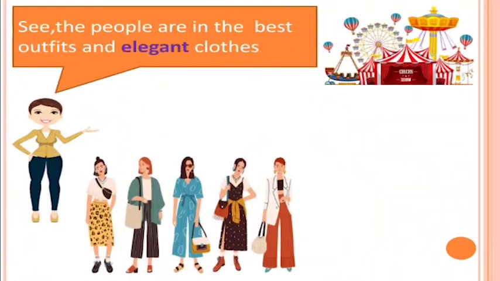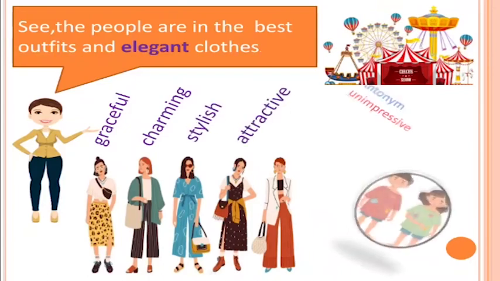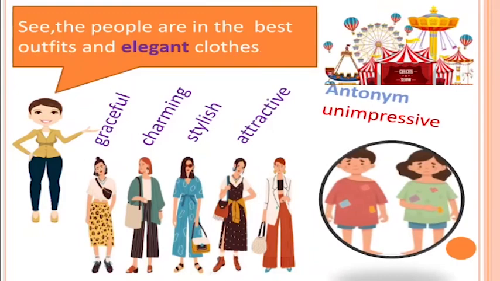See, the people are in the best outfits and elegant clothes, says Tina. What are the synonyms of elegant? Graceful, charming, stylish, attractive, and its antonym is unimpressive. So, the synonyms of elegant are graceful, charming, stylish and attractive, and its antonym is unimpressive. You can see the clothes which are unimpressive.